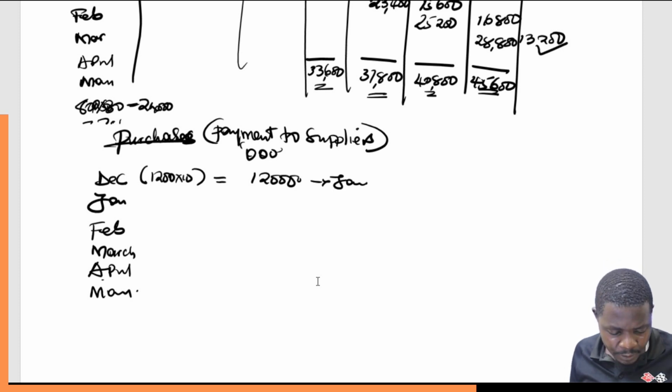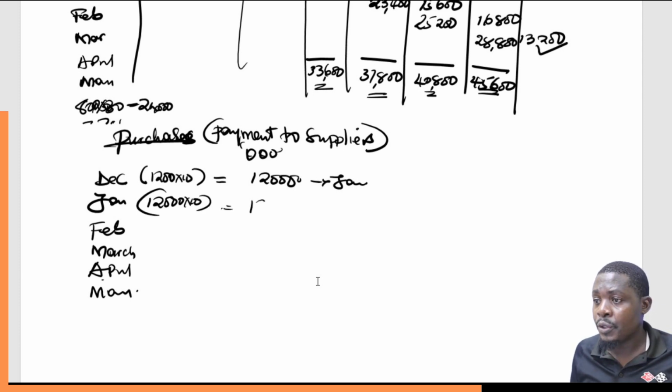And the purchases of units produced in January was the same. We have 12,000 multiplied by 10. The same, this one is going to be 12,000, and 10 will be paid in February.